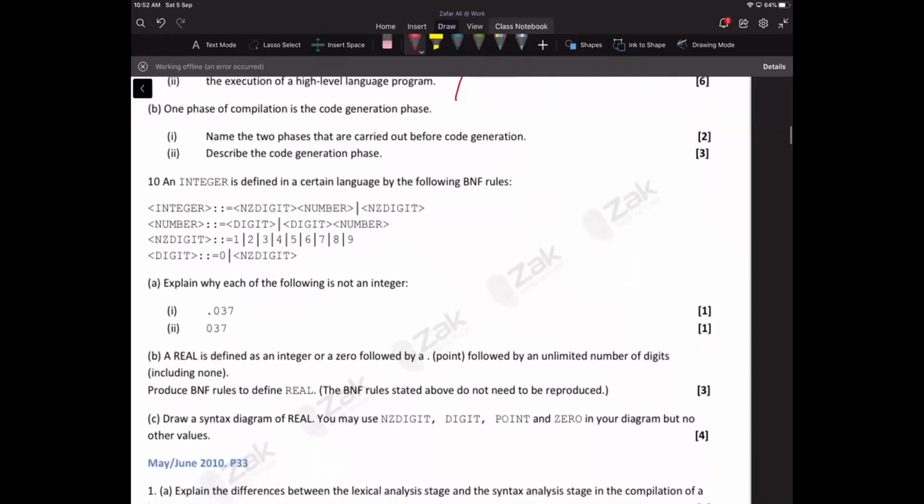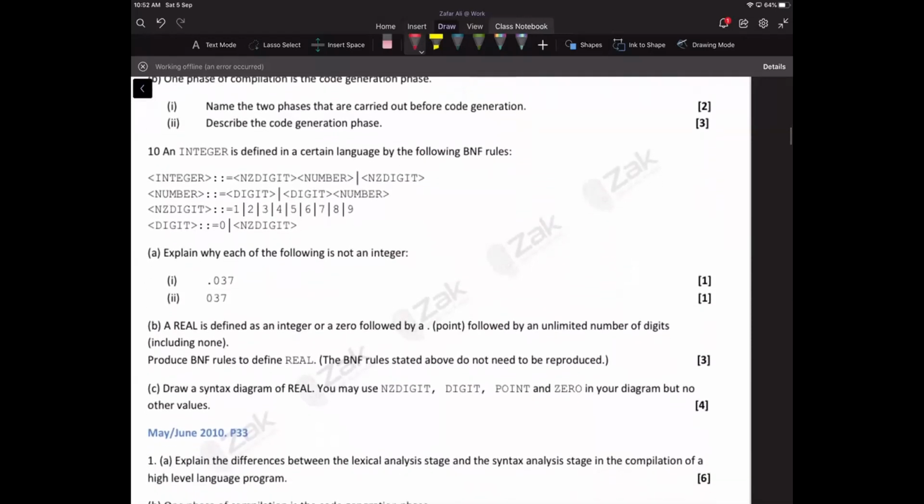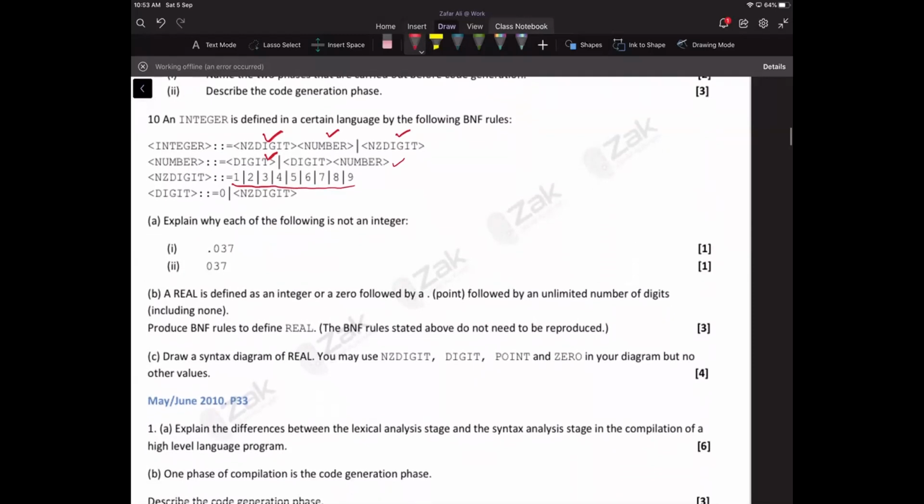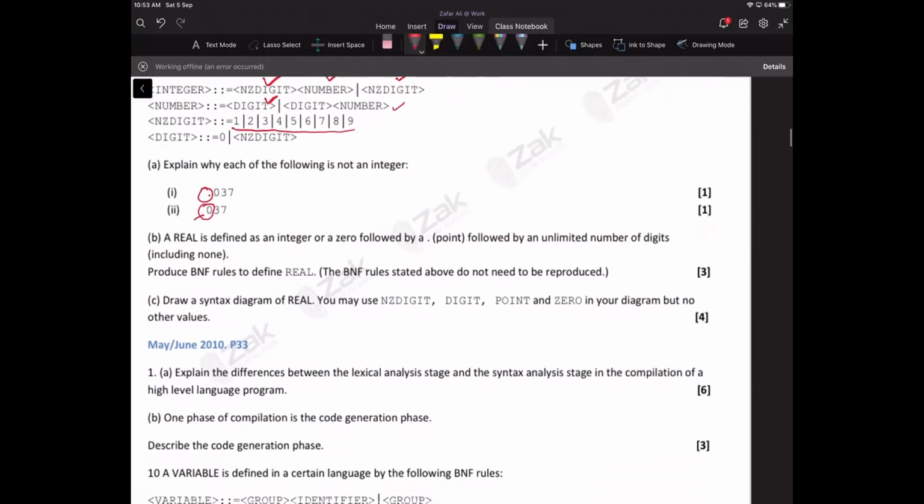An integer is defined in a certain language by the following BNF rules. So an integer might be a non-zero digit and a number, or just a non-zero digit. A number is a digit or any number of digits. A non-zero digit starts from 1, and a digit is a 0 or any non-zero digit. Explain why each of the following is not an integer: because there is no mention of the point. And secondly, every single number has to start with a non-zero digit, and it is started with a non-zero digit.